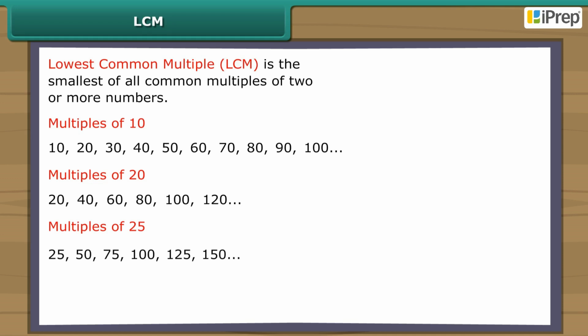The first common multiple of 10, 20 and 25 is 100. Therefore, LCM of 10, 20 and 25 is 100.